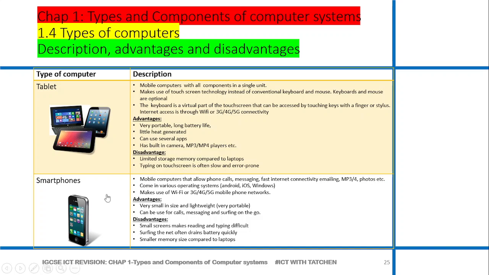Now, if we go to smartphones, which almost everybody has, a smartphone is simply a mobile computer which allows you to make phone calls, messaging, fast internet connectivity, emailing, playing music, photos, and a lot of other things. Generally, smartphones come as Android, iOS, Windows, and probably others, but these are the main operating systems you will find in smartphones.